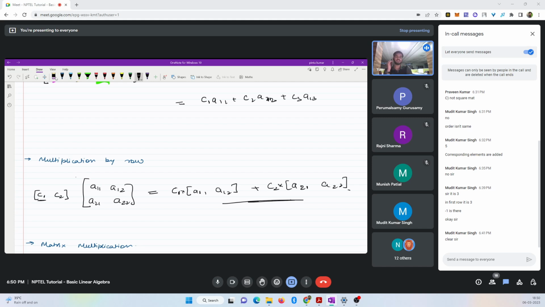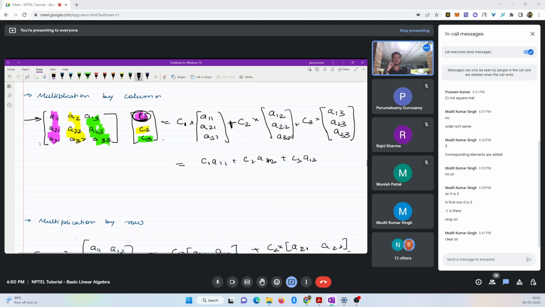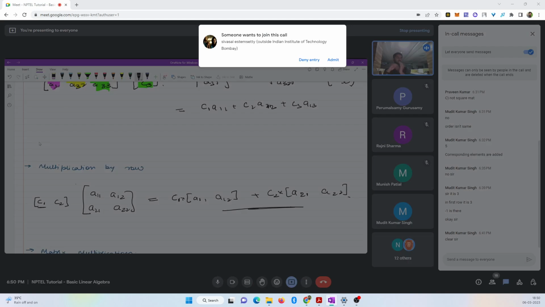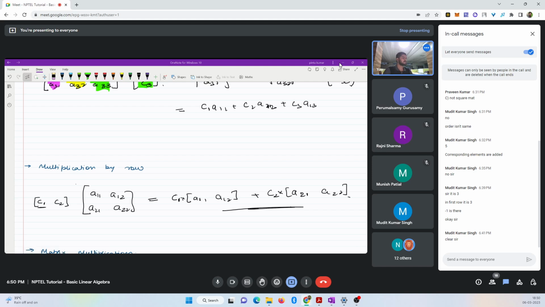So for multiplication by a column, you say that the first entry is multiplied by the first column, plus the second entry multiplied by the second column, third entry multiplied by the third column, and you add them all together. Similarly, if you pre-multiply by a row, then you are multiplying the first entry by the first row, second entry by the second row, and then you add them together. Is it clear? Any doubt in this?